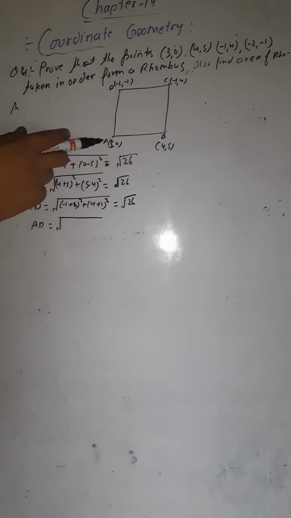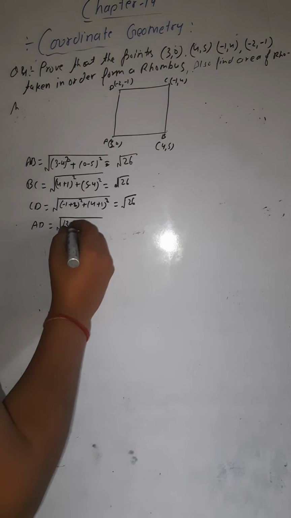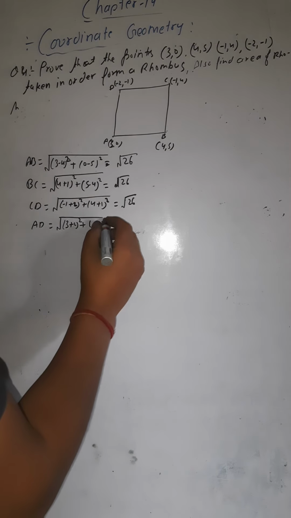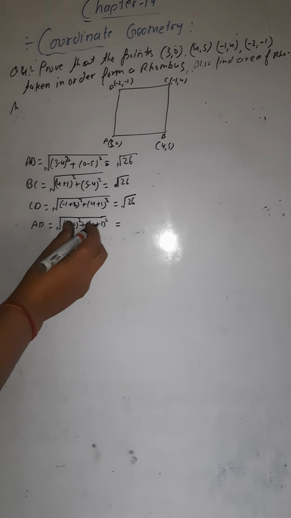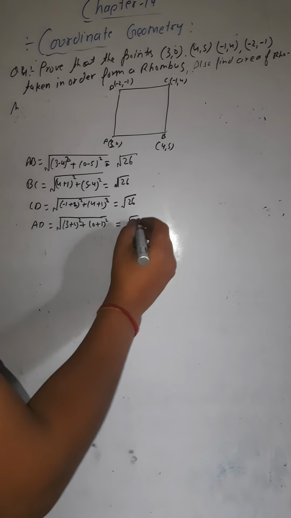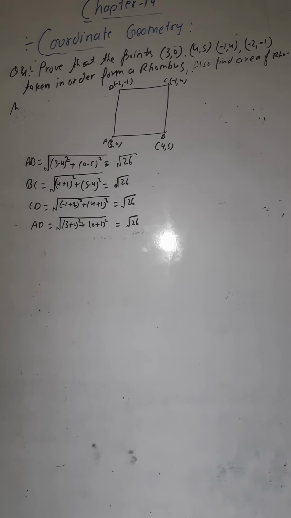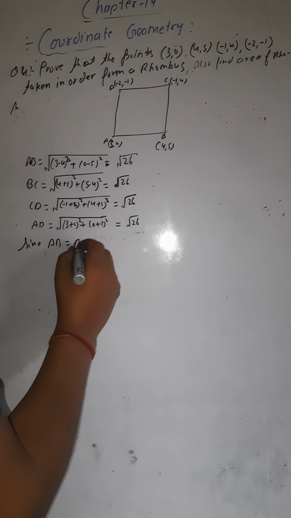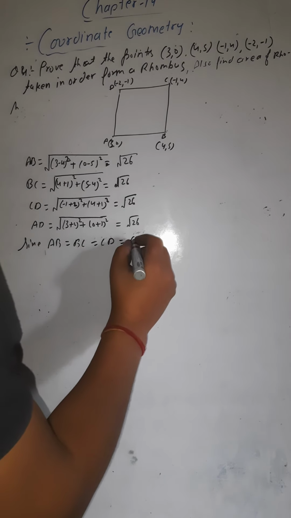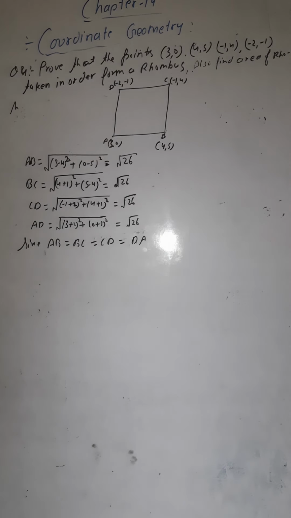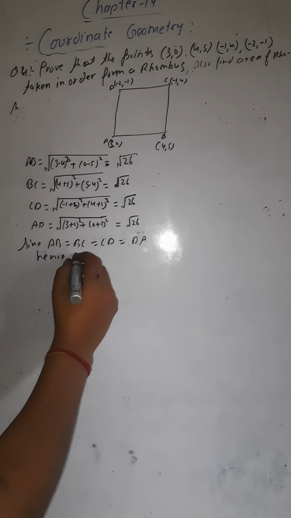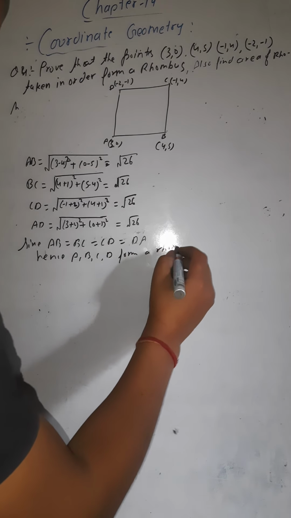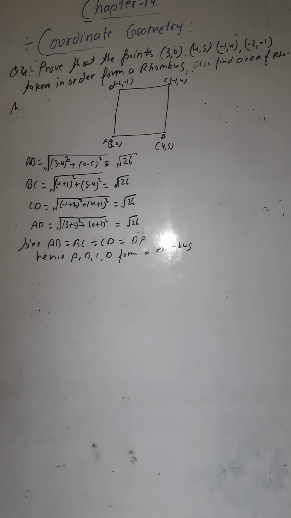AD: 3 plus 2 whole square, 0 plus 1 whole square. So again, 3 plus 2 is 5, square of 5 is 25, and 1 square is 1, again it is coming out to be 26. Hence, since AB is equal to BC is equal to CD is equal to DA or AD, hence A, B, C, D form a rhombus because all sides are equal.